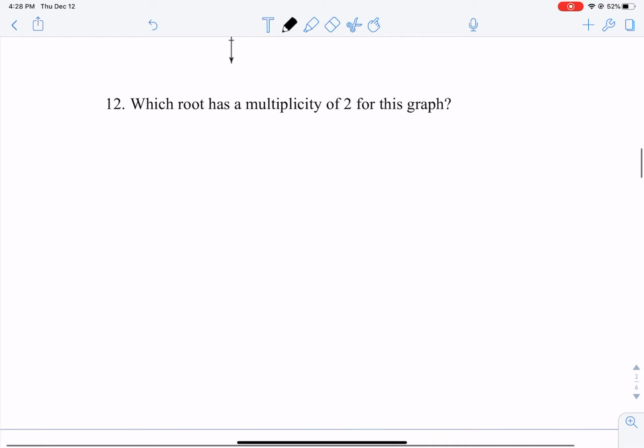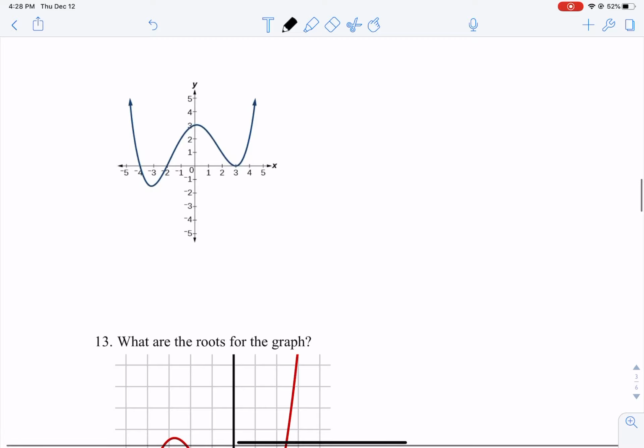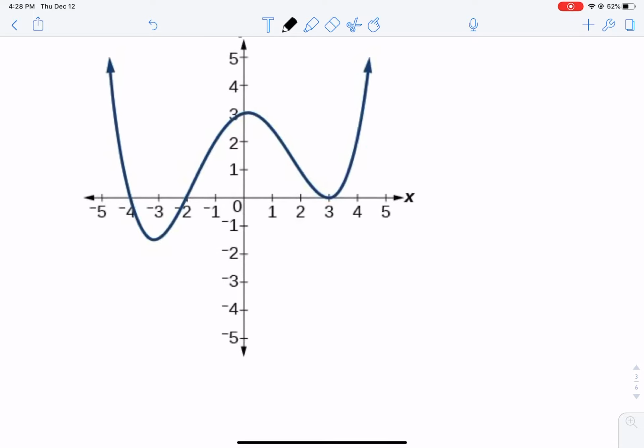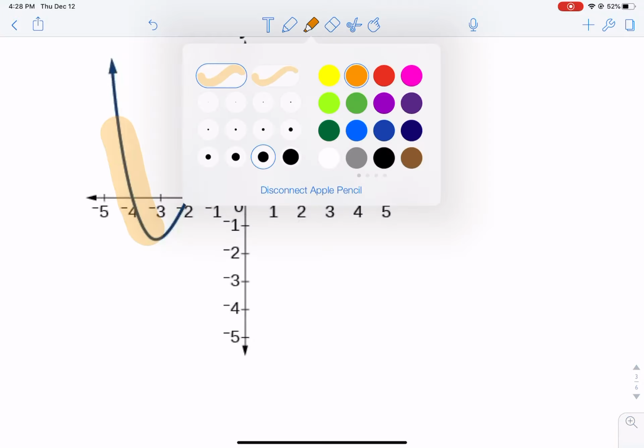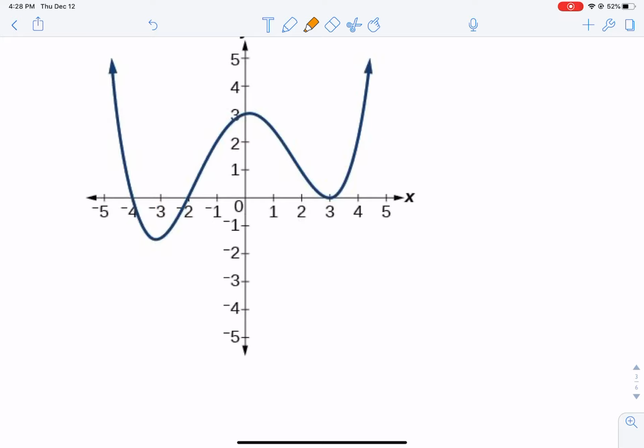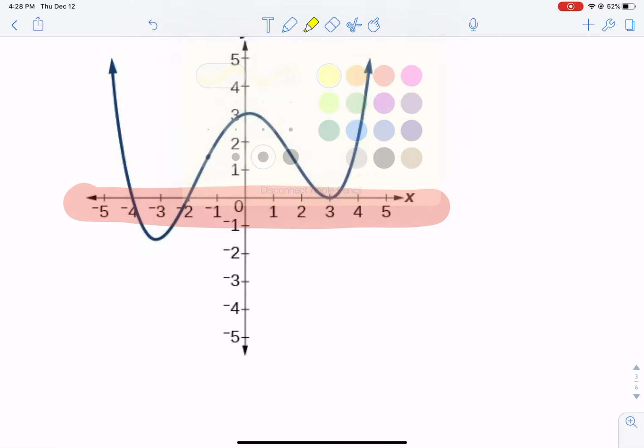Which root has a multiplicity of 2 for this graph? So let's go down here. Look for where it has multiplicity of 2. So when the graph goes straight through the x-axis, all we're looking for on this, let me make sure it's clear, is this is the x-axis, this line right here. And we care where this graph in blue crosses that line. So you should be able to notice it crosses there, there, and hits it there. So here, it goes straight through the graph. It goes straight through that line.